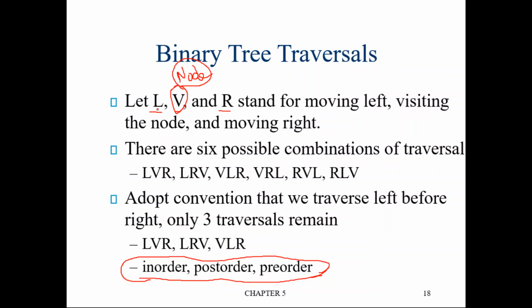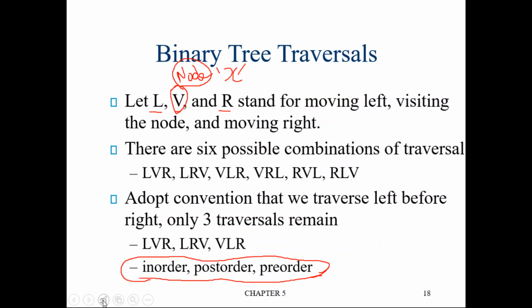L represents visit the left child of that node. Whatever node we are talking about, that node is referred to as V. Visit that particular node. So V may refer to a node X. Let us assume that V refers to the node X. L refers to the left child of node X. L says visit the left child of node X. V says just visit node X. And R means visit the right child of node X.